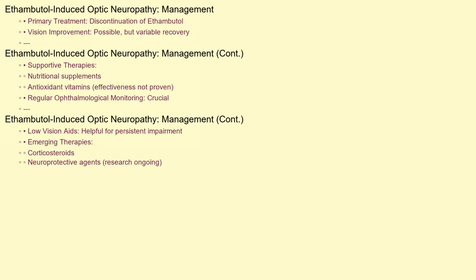In some cases, vision may improve after stopping Ethambutol, but the extent of recovery varies. Supportive therapies may include nutritional supplements and antioxidant vitamins, although their effectiveness is not definitively proven. Regular monitoring by an ophthalmologist is crucial to track any changes in vision and to provide ongoing support and management. Low vision aids can be helpful for those with persistent visual impairment. There is some evidence suggesting that corticosteroids and other neuroprotective agents may be beneficial. However, more research is needed.